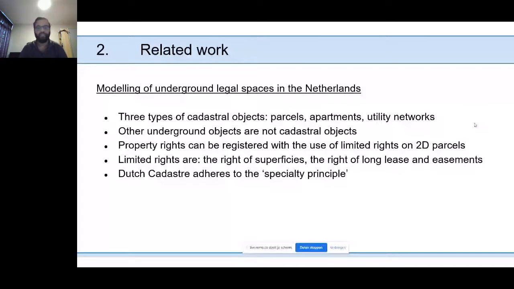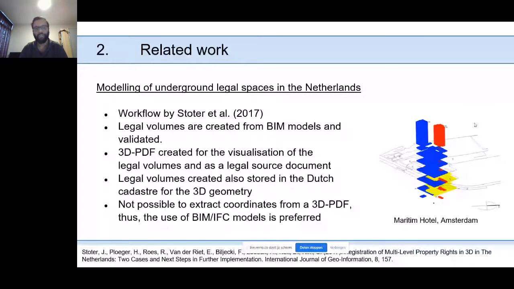A workflow has been developed by Stoter et al. with regards to the registration of multi-level properties with underground objects in 3 dimensions, where the legal volumes were created from BIM models and validated. With the use of a 2D cadastral map, a 3D PDF was created for the visualization of the legal volumes and to be used as a legal source document. The legal volumes created were also stored in the Dutch Cadastre for the 3D geometry. However, it was not possible to extract coordinates from a 3D PDF, thus the use of BIM IFC models is preferred.